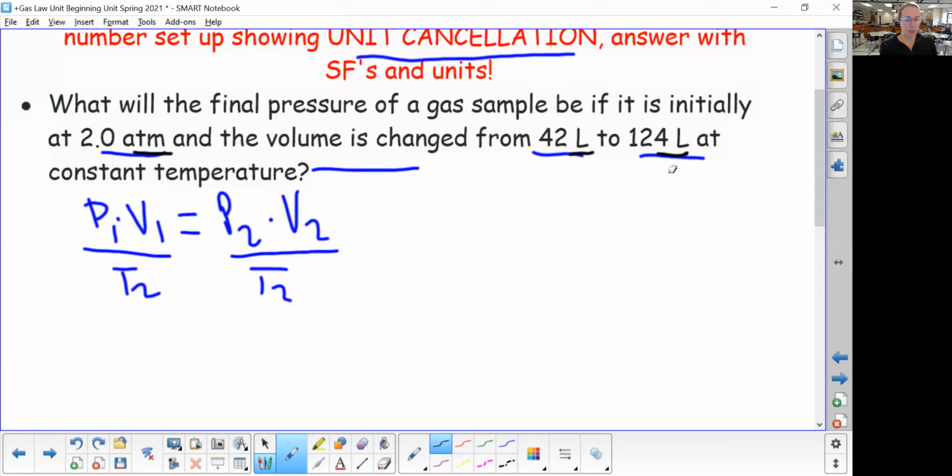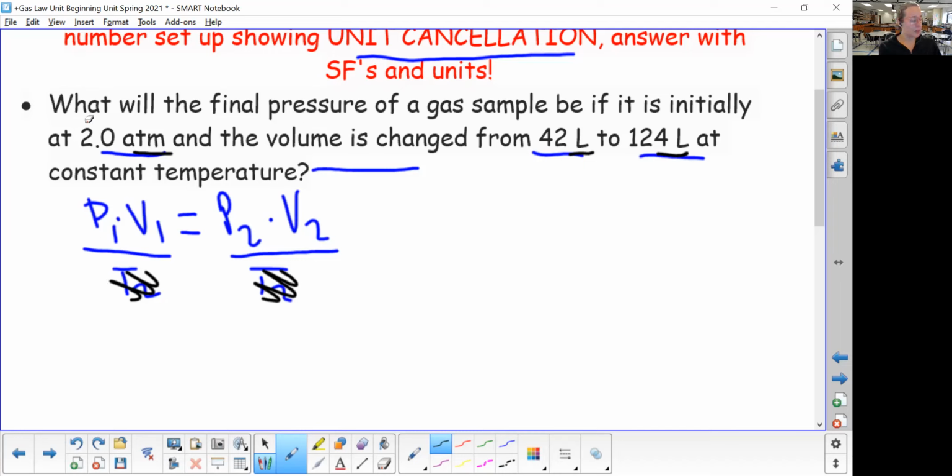Since it doesn't mention temperature at all, that means it's assumed to remain the same, so you'd cancel it from both sides. We are looking for final pressure. It doesn't matter if we pick P1 or P2 to be the final pressure. It's more important that we match the numbers.